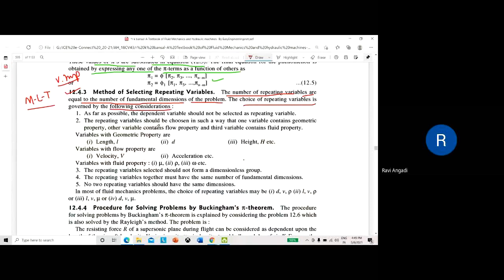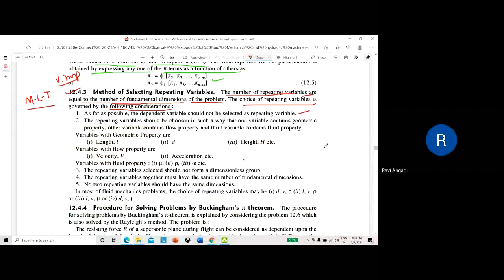So what are those considerations? So the first consideration is what? As far as possible, the dependent variable should not be selected as a repeating variable. I hope you understood what a dependent variable is. Correct? In a system, whichever variable you choose as the dependent variable, that should not be taken as a repeating variable. Is it clear?